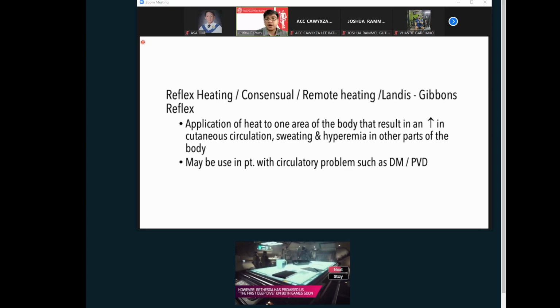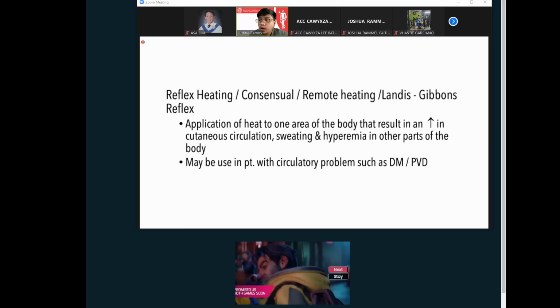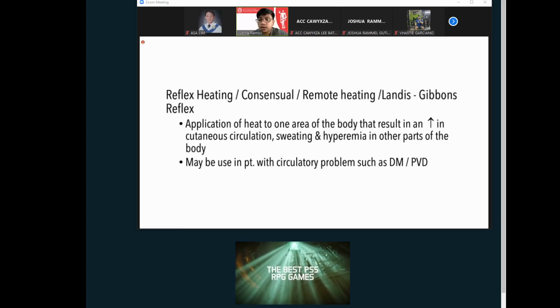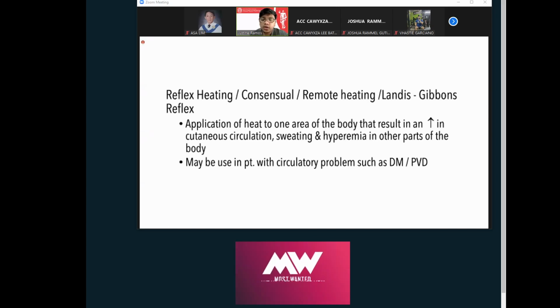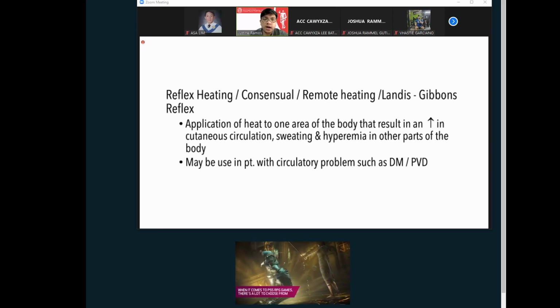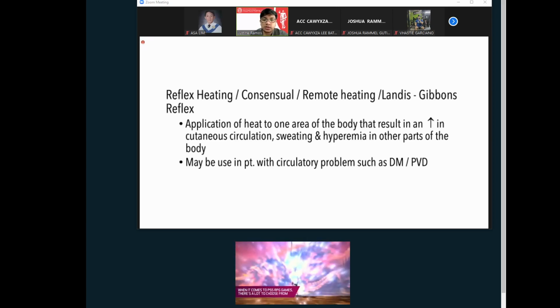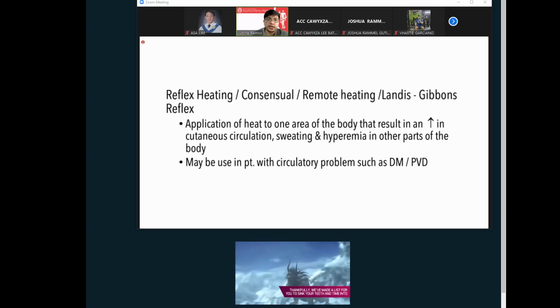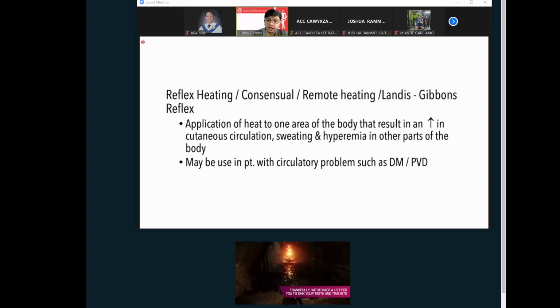And this is best for patients who have vascular conditions such as DM and peripheral vascular disease. Okay? Or for example, your patient who has venous insufficiency of the lower limb. In order to increase the circulation in the area, you might want to heat up their lower abdomen or their lower back to improve the distal circulation. So that is consensual or reflex heating.